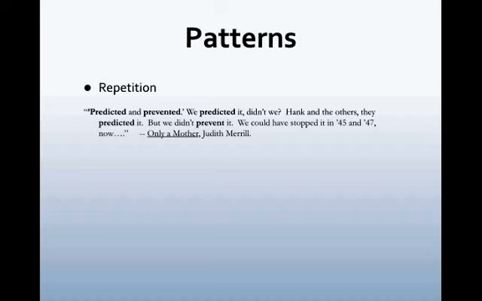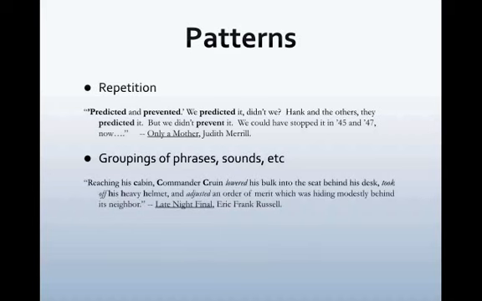Other groupings that lend cadence or rhythm to prose include trinities, which would be three parallel groups of words, usually separated by commas, which create a poetic rhythm or add support for a point, especially when the three word groups have their own modifiers. Here's a sample of an action trinity plus sound trinity. Reaching into his cabin, Commander Cruen lowered his bulk into the seat behind his desk, took off his heavy helmet, and adjusted an order of merit which was hiding modestly behind its neighbor.